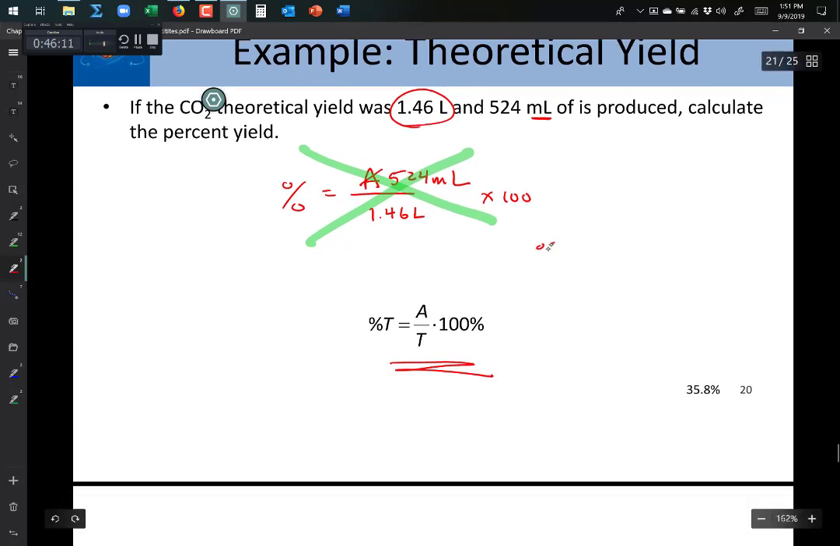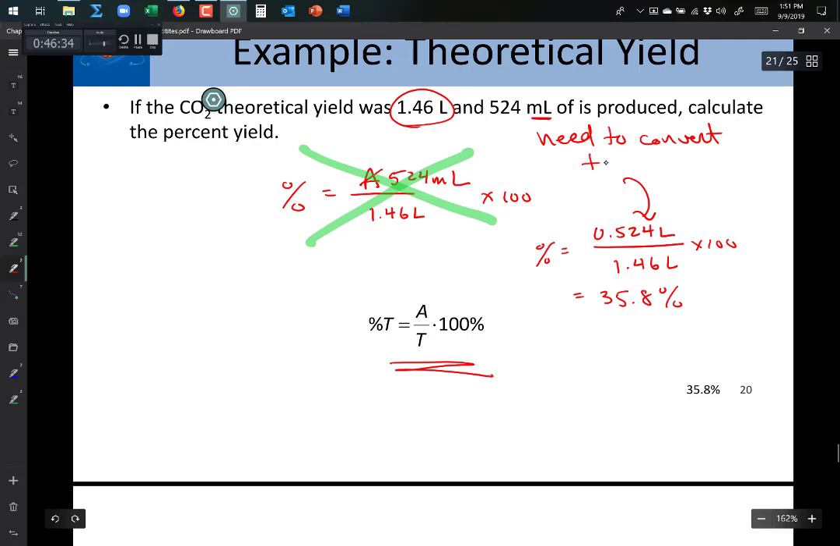And I'm just going to save a little time and say it's 0.524 liters divided by 1.46 liters times 100. And that'll give you 35.8%. So you need to convert. Generally speaking, when you calculate it, it's in the same units, but occasionally you run into situations like this.